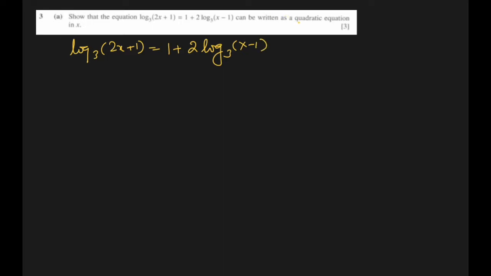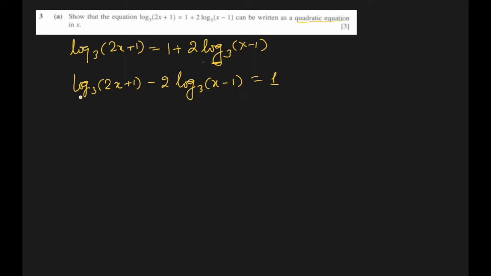So if they are saying we have to convert it to a quadratic, that means these logs must go. For logs to go, they should be on one side. So let me put this log to the left side again. So log base 3 of 2x plus 1 is already here, and then I'll bring minus 2 log base 3 of x minus 1 also to the left side, which is equal to 1.